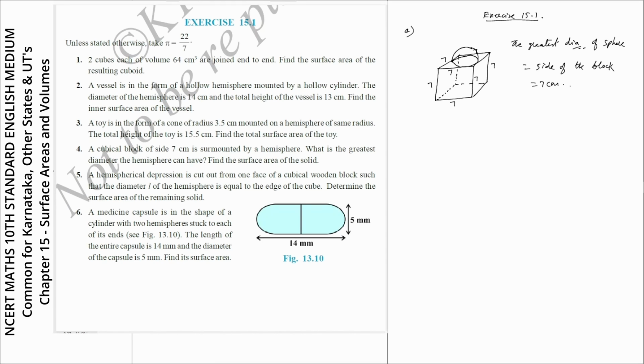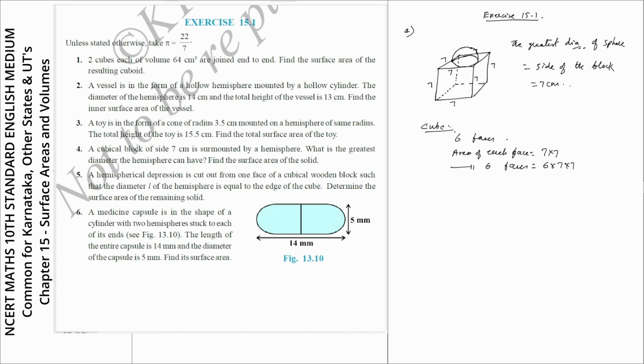Now in this, coming to cube, okay, totally how many faces are there in a cube? There are 6 faces, okay. Therefore totally 6 faces are there. Area of each face is equal to side into side, 7 into 7. Therefore area of 6 faces is equal to 6 into 7 into 7, okay.